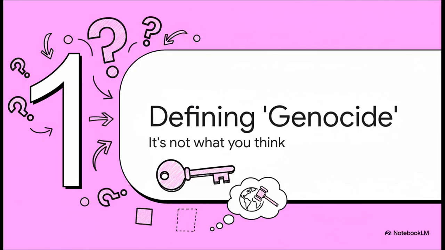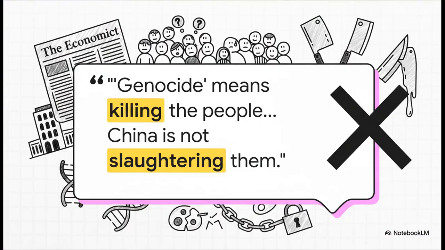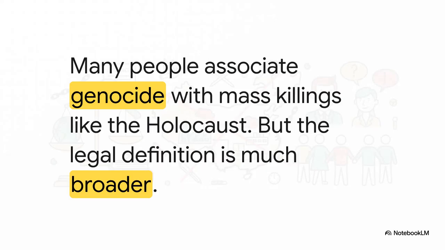Okay, let's start right there with the definition, because understanding this one single word is the absolute key to unpacking this entire controversy. A lot of people think about it this way, and you'll even see this argument in major publications like The Economist. The logic seems simple, right? The word ends in "side", like homicide, so it must mean killing. And since China, they argue, isn't carrying out mass slaughter, it can't be genocide.